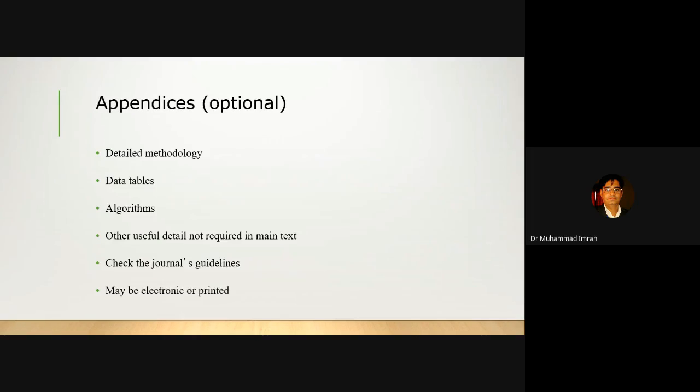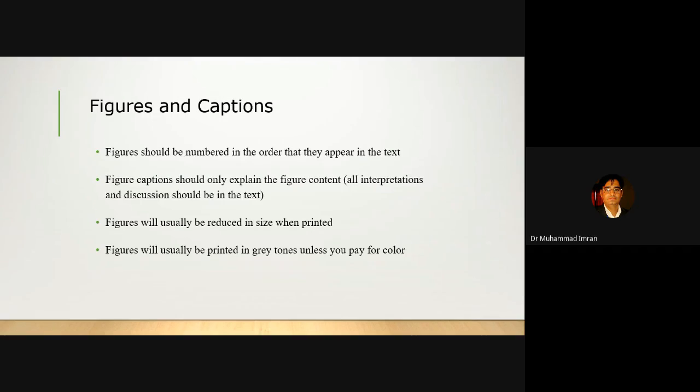Appendices: the extra material which is given to the journal, such as detailed methodology, data labels, statistical tables, useful data which are not required in the main text. Check the journal's guidelines, maybe electronic or printed. Figures and captions: figures should be numbered in the order that they appear in the text. If your figure does not appear in the text, it means your work is not useful, so the reviewer has a right to reject your paper.